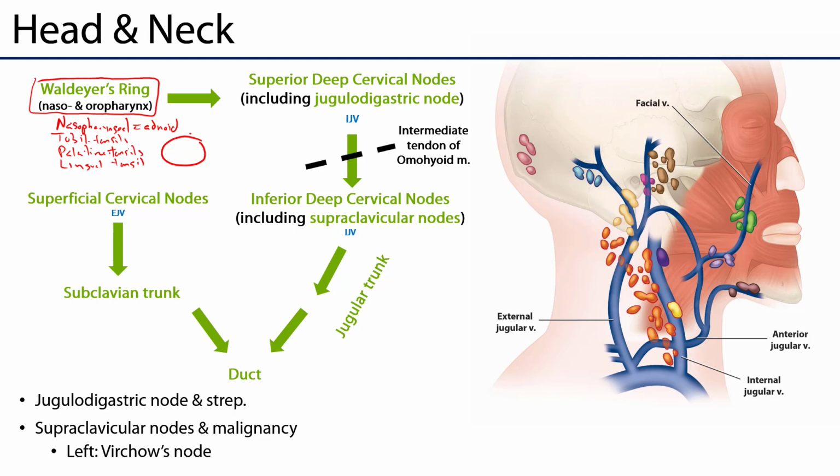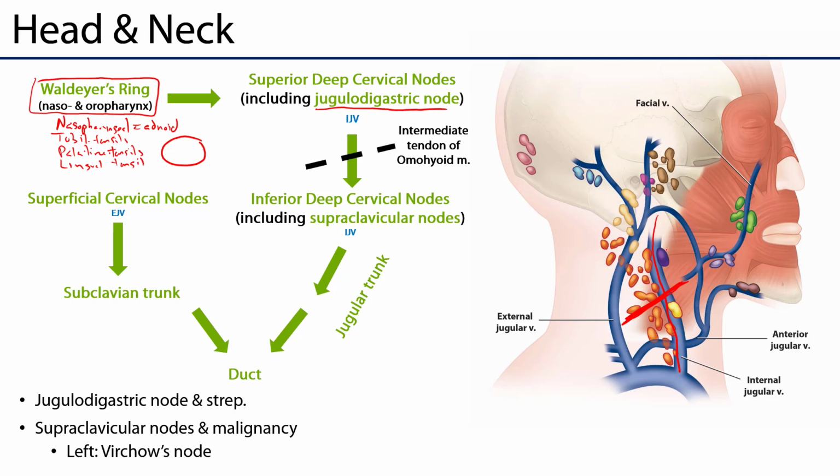This lymph is going to drain into the superior deep cervical nodes, specifically one called the jugulodigastric node. Now, the deep cervical nodes are going to be in association here with the IJV. And they form two distinct groups. There's a superior group and an inferior group. And we can divide the two by their relationship to the intermediate tendon of the omohyoid muscle. So superior is superior to the tendon, inferior is inferior to the tendon.